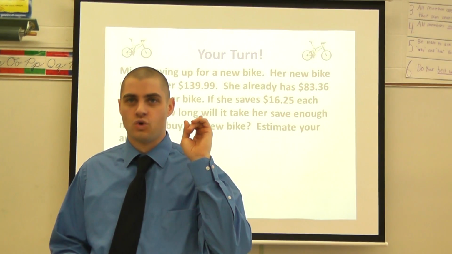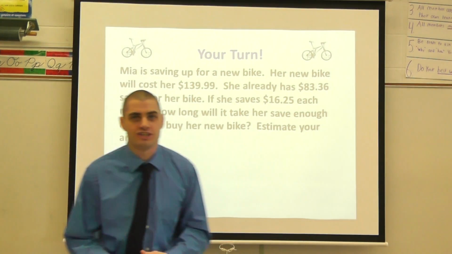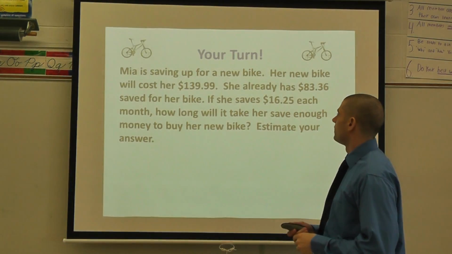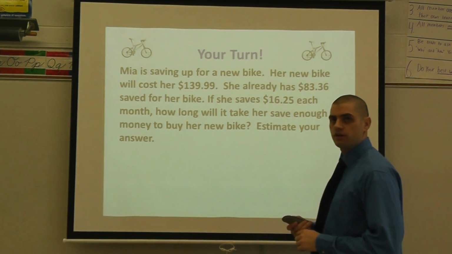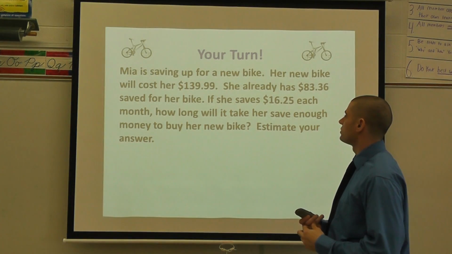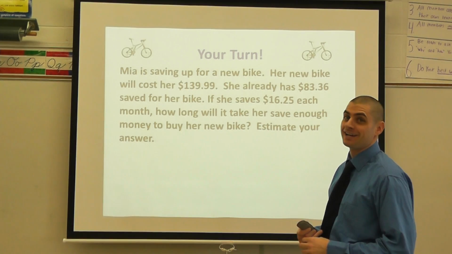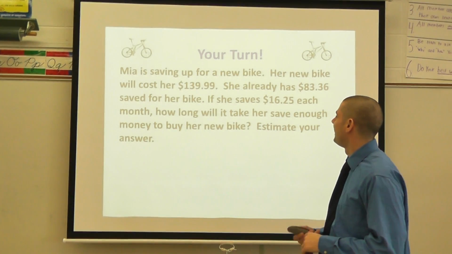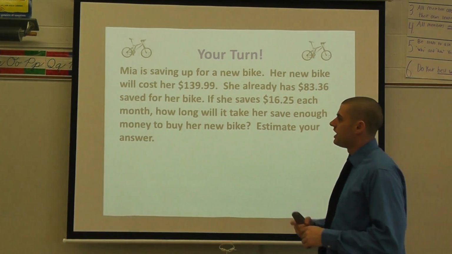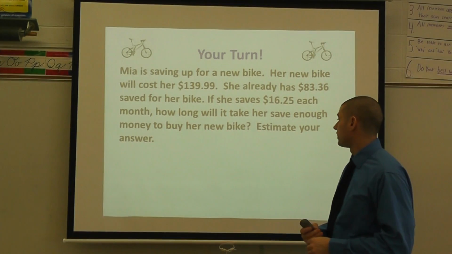All right, cool part. Your turn up there. This is going to be your question to attack at home. It says, Mia is saving up for a new bike. Her new bike will cost her $139.99. She already has $83.36 saved for her bike. She's doing a great job of saving that piggy bank out there with all those little coins inside. If she saves $16.25 each month, how long will it take her to save enough money to buy her new bike?